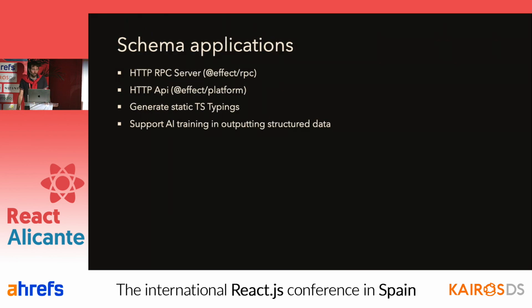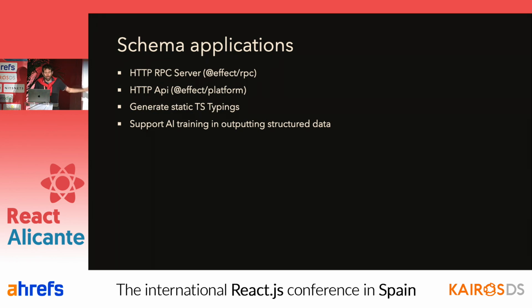You can, for example, create an RPC server that uses Effect Schema to validate the incoming request, serialize the data that's coming out, and also create JSON schema that can be used by third parties, and also use JSON schema to create a hash of the signature of the contract to ensure that both the client of the RPC and the server are speaking the same version of the contract.